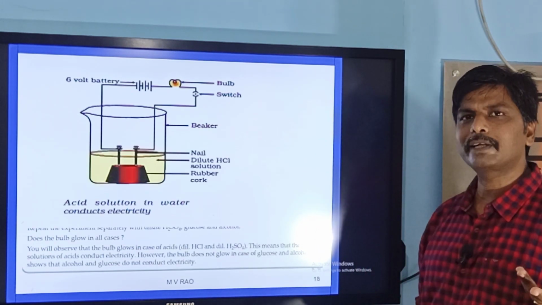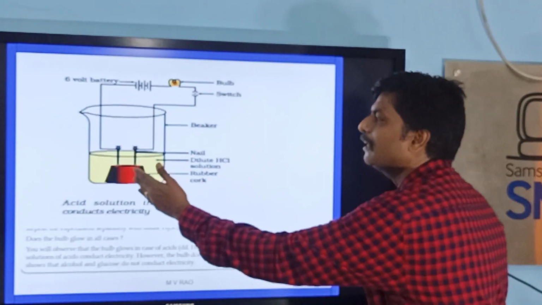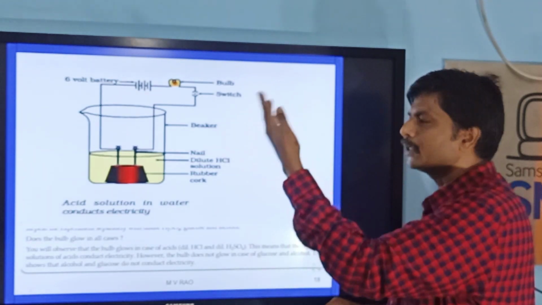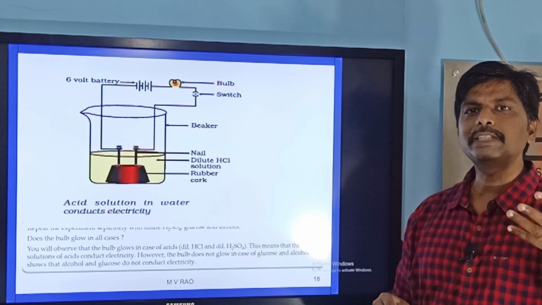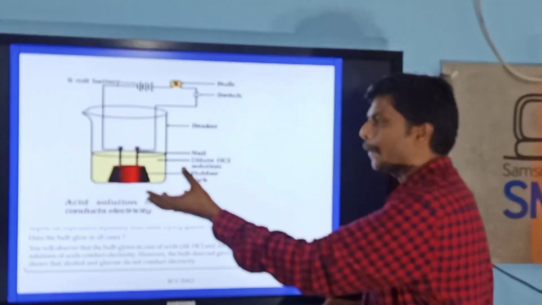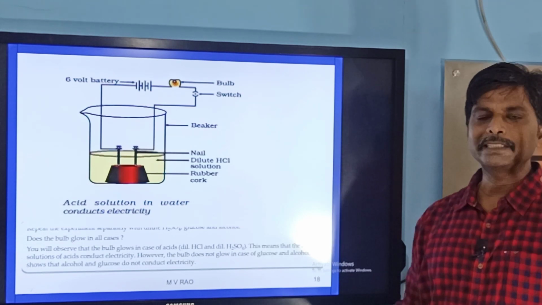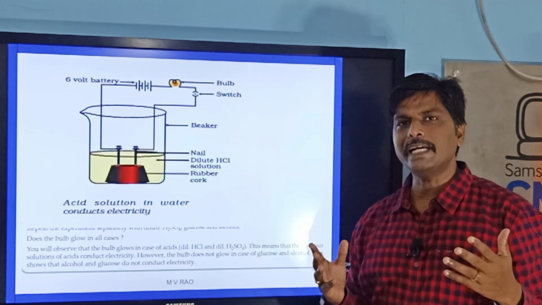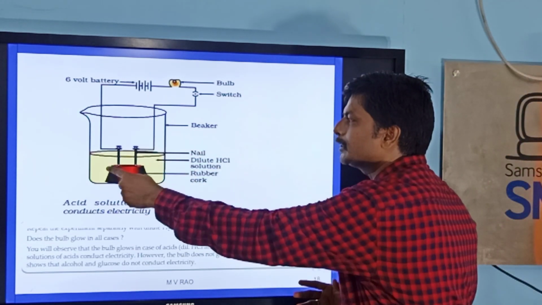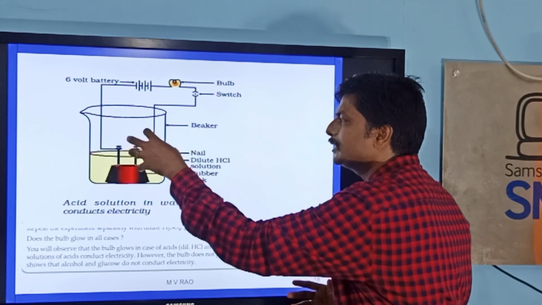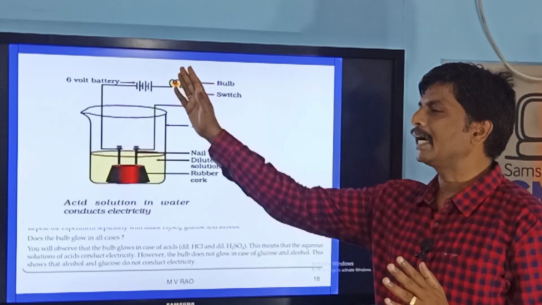Why are acids good conductors of electricity? If the acid HCl is taken, it gives H plus ions. If H2SO4 is taken, it gives H plus ions. Acid is a substance which gives H plus ions in water, according to the first-class definition. What is the definition of acid? A substance which gives H plus ions in water is called an acid. You take HCl, it gives H plus ions in water. So these ions are useful to conduct electricity.